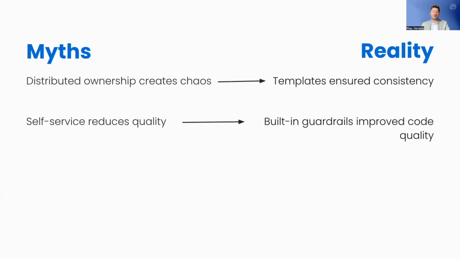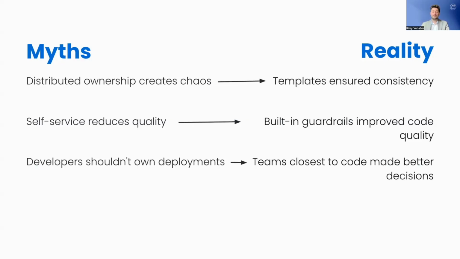The second concern was that self-service will hurt code quality. Teams assumed that giving developers control means losing quality checks. The opposite happened. Bitbucket's built-in guardrails actually improved our quality metrics. Merge checks enforced code reviews and testing requirements automatically. Nothing reached production without passing these gates.